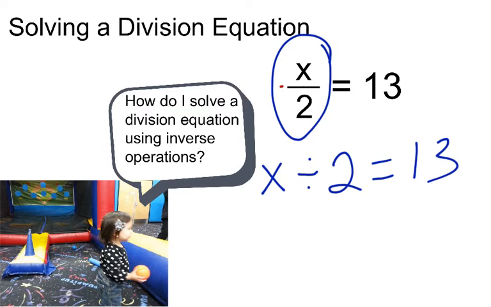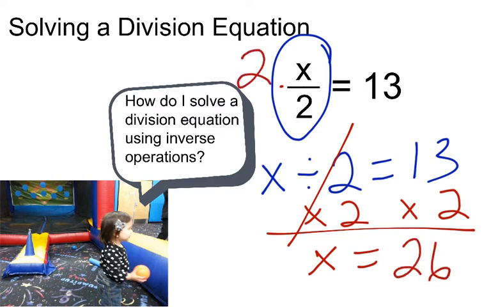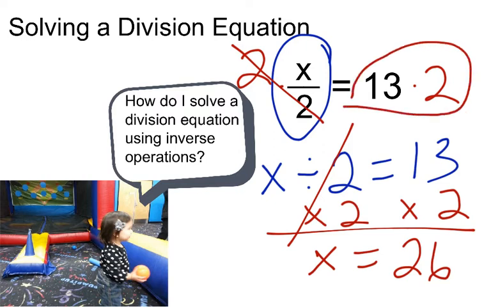Well, how do I do that? The inverse of division is, that's right, multiplication. So if I multiply both sides by 2, the 2's cancel out, and I'm just left with x equals 13 doubled, or 26. If I did it this way, then my 2's would cancel out here, cross-canceling, and I would still be left with just my x equals 13 times 2, or 26.